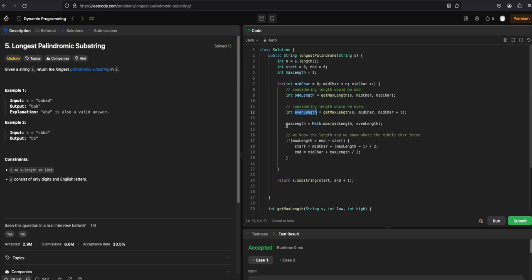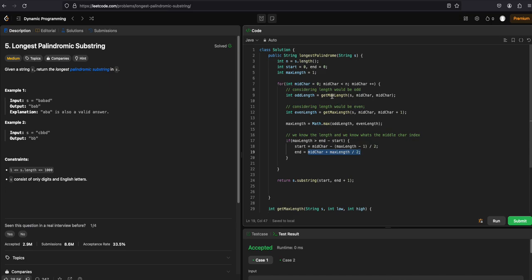Now you calculate the maximum. We found the maximum, and here we are trying to calculate, we know the middle at this point. What is my middle character? Now from here I am trying to calculate my starting point and end point. That's it. I'm calculating the starting point here, and the end point here.